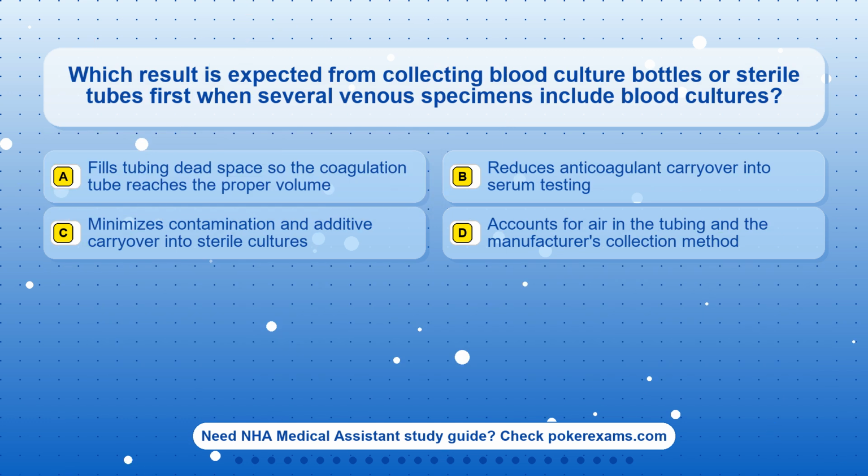Question 20. Which result is expected from collecting blood culture bottles or sterile tubes first when several venous specimens include blood cultures? Option A. Fills tubing dead space so the coagulation tube reaches the proper volume. Option B. Reduces anticoagulant carryover into serum testing. Option C. Minimizes contamination and additive carryover into sterile cultures. Option D. Accounts for air in the tubing and the manufacturer's collection method.